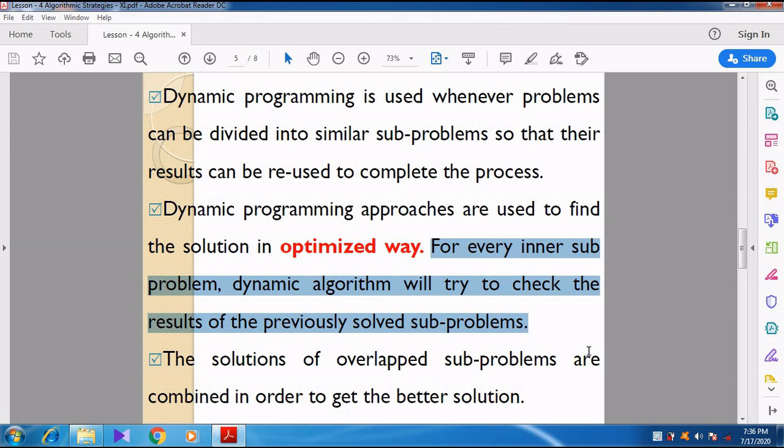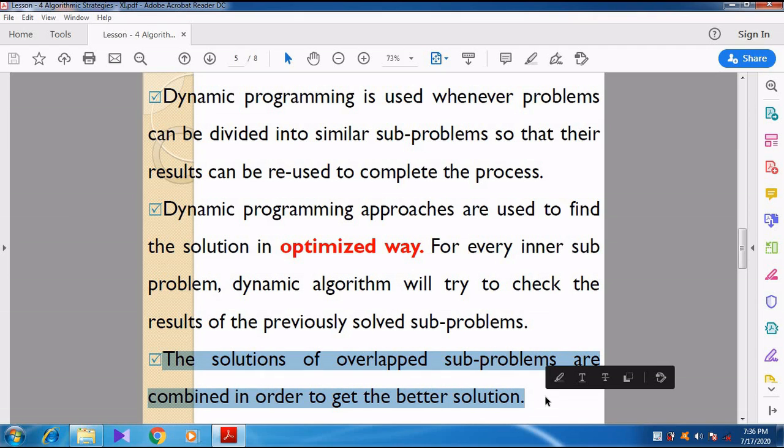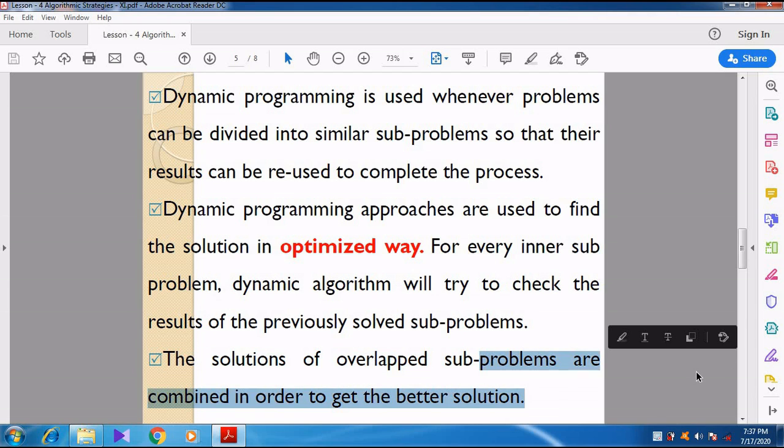So that is what it says here, right? It is used to find the solution in an optimized way. The solutions of overlapped subproblems are combined in order to get a better solution. Here, a better solution means the bigger problem's solution can be found by combining all the smaller subproblems' solutions, so that we can get the solution of a bigger problem, right?